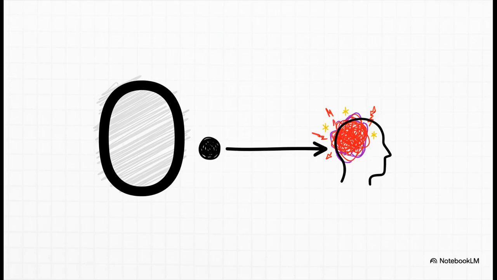The second O stands for older age. A brand new headache in someone over the age of 50 is a red flag until you can prove it's not. We just have to be more worried about things that are more common in this age group, like giant cell arteritis or, again, tumors.